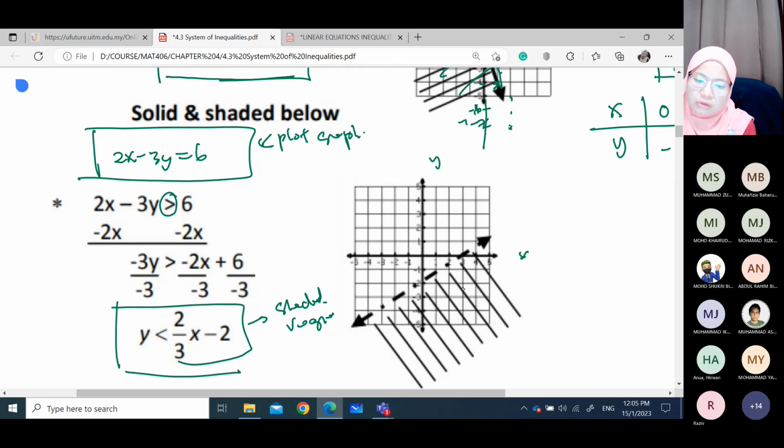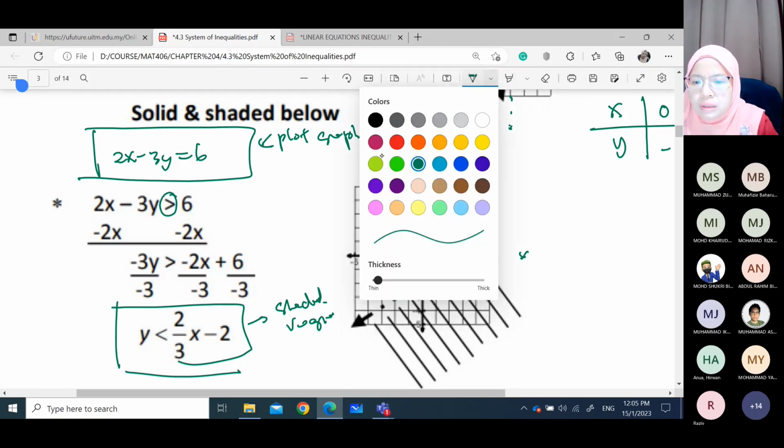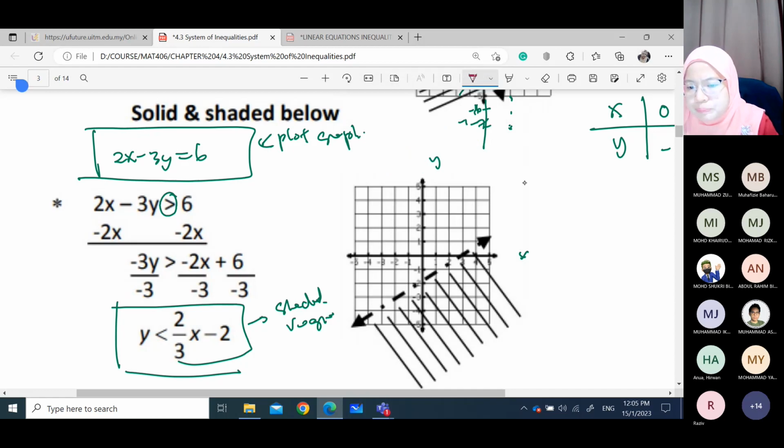So kalau you nak cari region dia, nak cari solution dia, yang di dalam inilah, point dalam ini. Okay, contohnya kita tengok point, we test on the point -1, 2. X is negative 1, and then Y is 2 dekat sini. So point negative 1, 2 dekat sini.